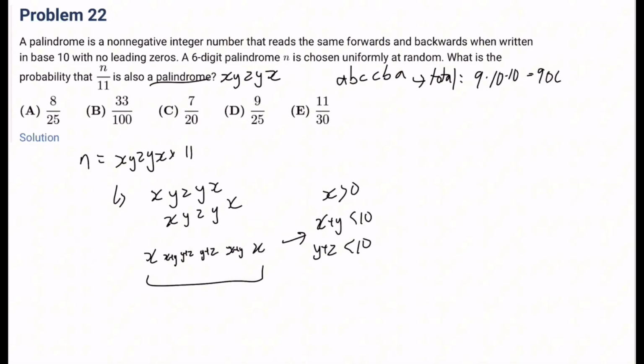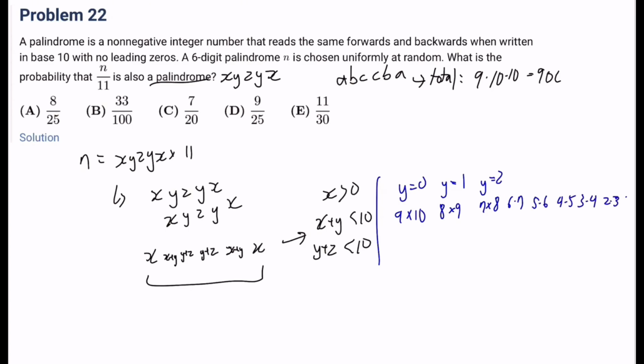And then we need to consider the fact that x is the leading digit, so x cannot be 0. Now we can see if y is equal to 0, then we can have 9 choices for x and 10 choices for z. And so that's going to be 9 times 10. And if y equals 1, then this is going to be 8 choices and this is going to have 9 choices, so that's 8 times 9. And if y is equal to 2, then this is 8 and this is 7 choices. So that's going to be 8 times 7, 7 times 8, and so on. And then 6 times 7, 5 times 6, 4 times 5, 3 times 4, 2 times 3, and 1 times 2, so that's just 2.